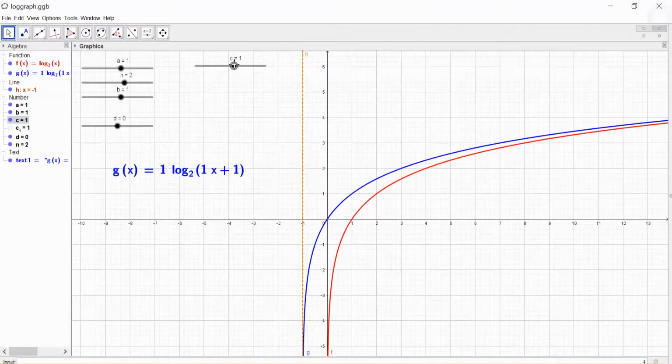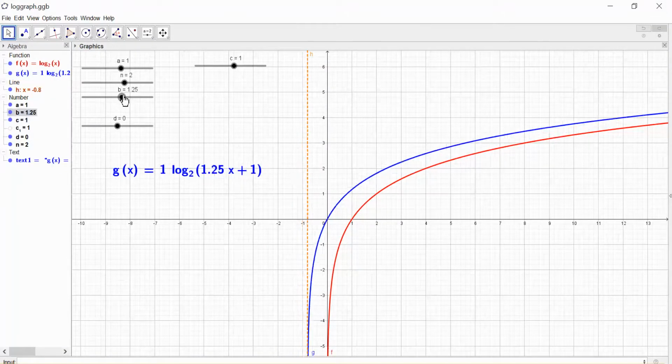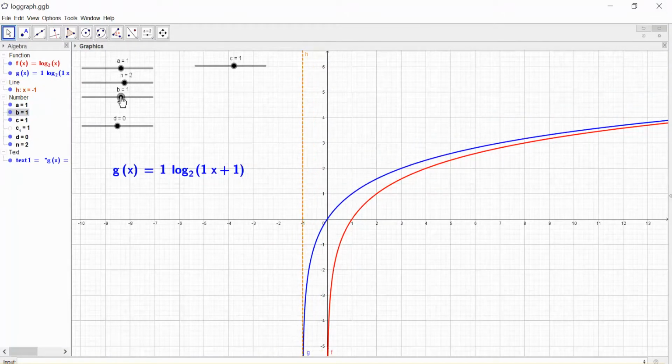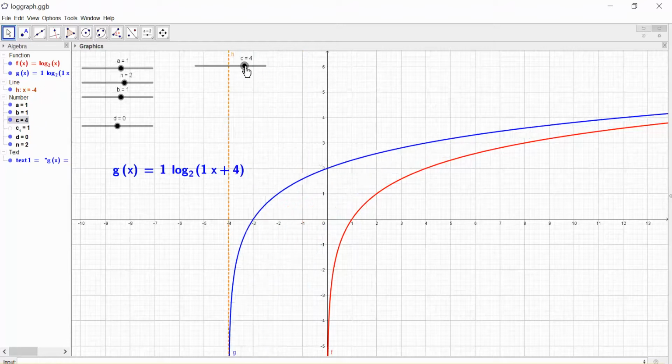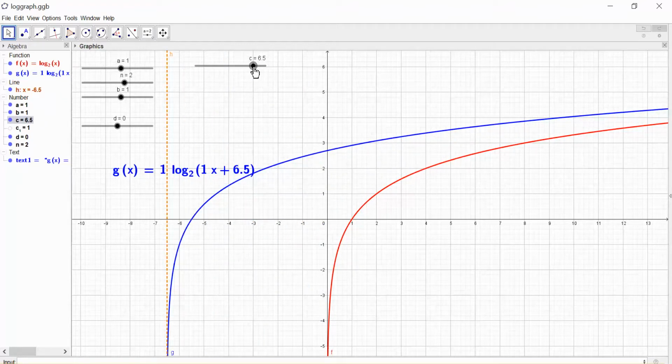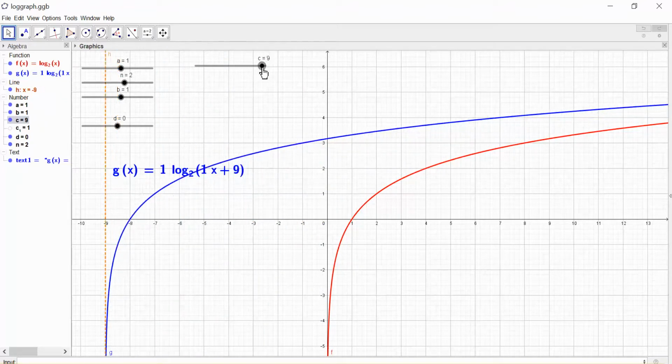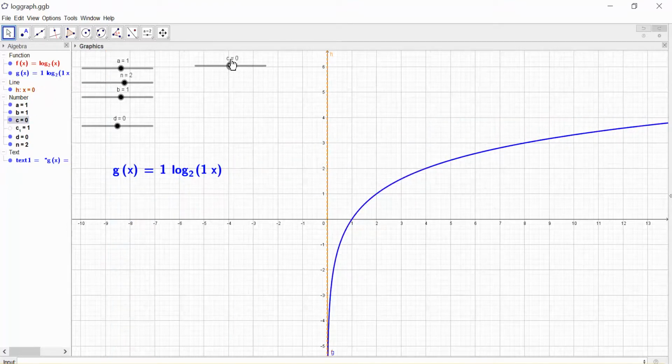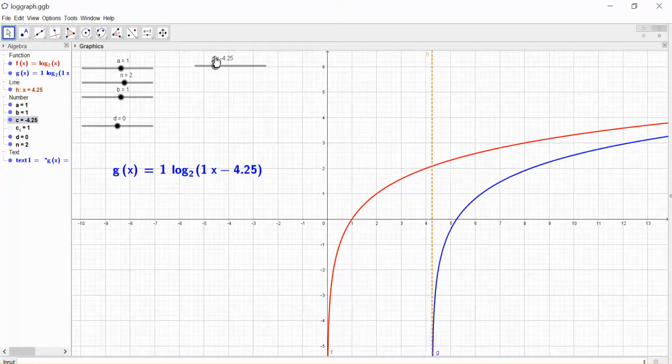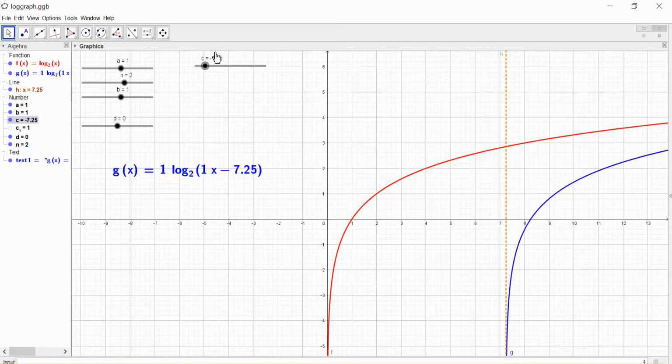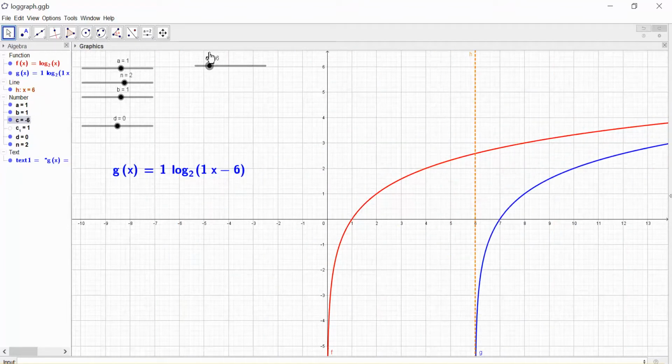But watch. When I increase C, it just keeps moving to the left. So if I add 8.9, the asymptote's at 9. If I now minus it, on the other hand, it goes to the right. So it's just moving left and right. That's all it's doing. Left, right. And all I've changed is what you're doing to the x's. Anything that you change to the x values will affect horizontal translations.